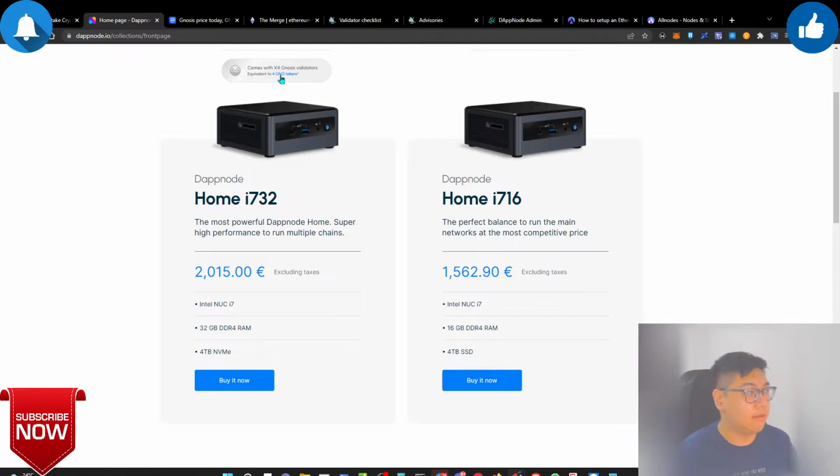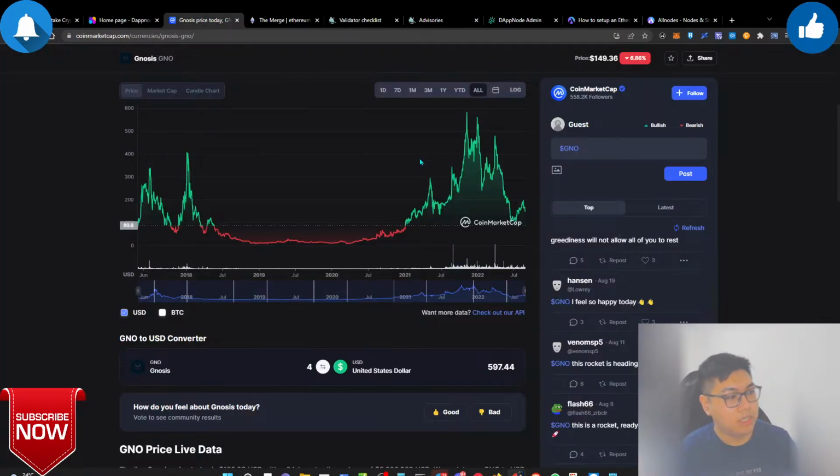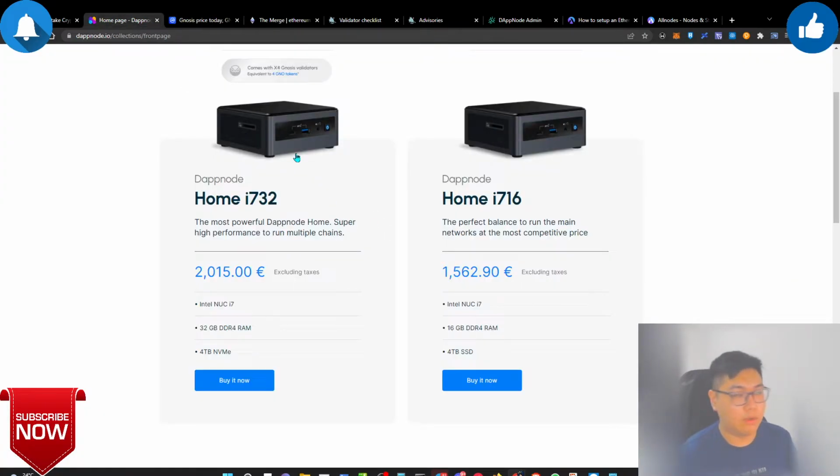If let's say you get the free Gnosis, the free GNO token, you are potentially looking at up to an all-time high of $500 or even $400, I don't know how much. Basically over here, 580 times 4, you're getting almost 2k for free if the price goes back to all-time high and you still own the Gnosis token running a validator. You are still generating some passive income.